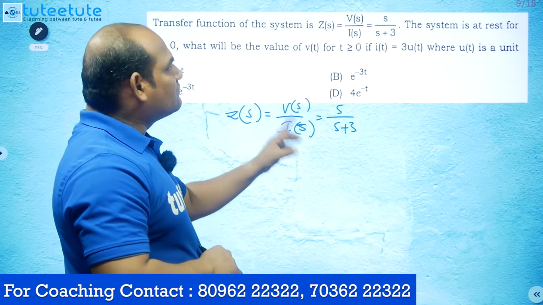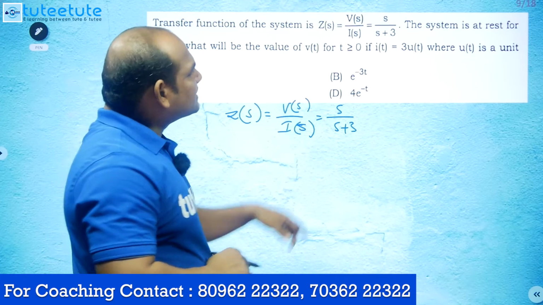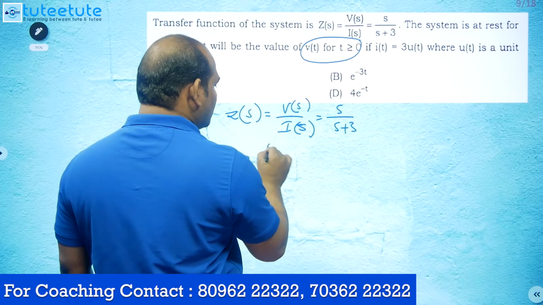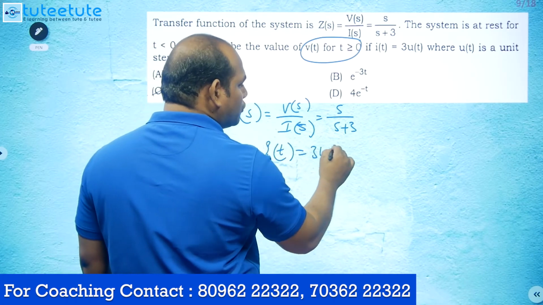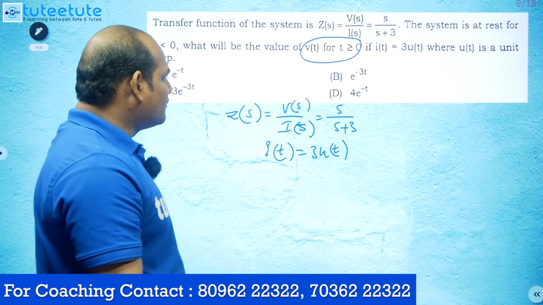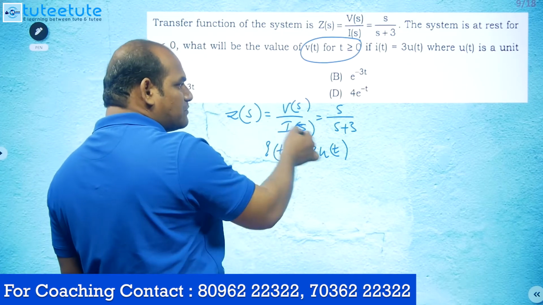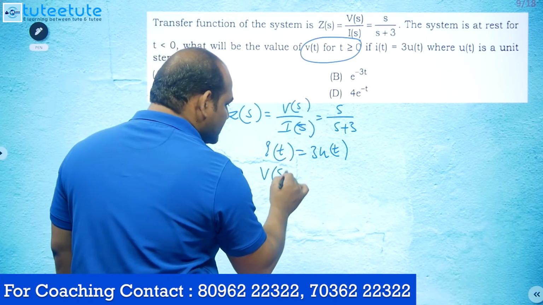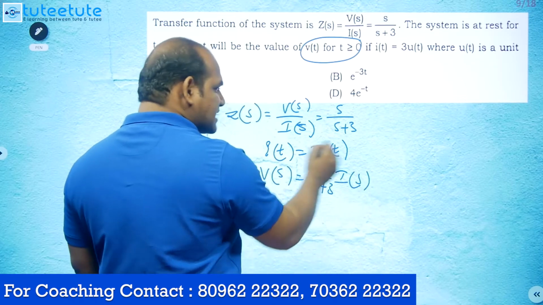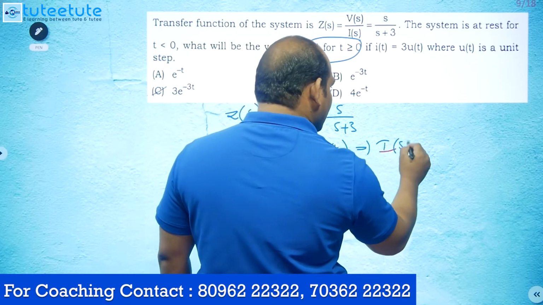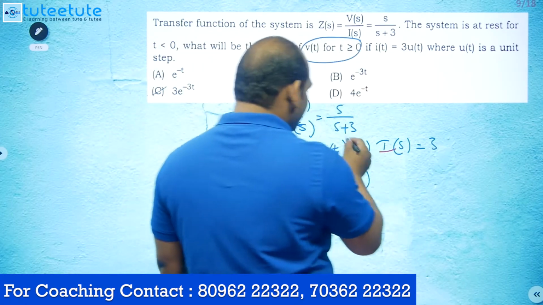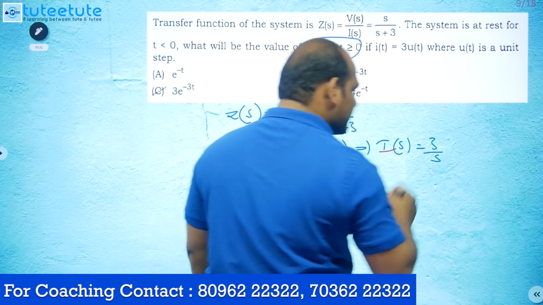What will be the value of v of t for t greater than 0? For t greater than 0, we have to calculate v of t, if i of t is equal to 3 into u of t. This is what they have given, where u of t is the unit step function, that we already know. So we need v of t, and from this we can get it. V of s is equal to s by s plus 3 into I of s. And what is I of s from this i of t? I of s is the Laplace transform of 3 into u of t. For u of t, what is the Laplace transform? 1 by s. That means we will get 3 by s.